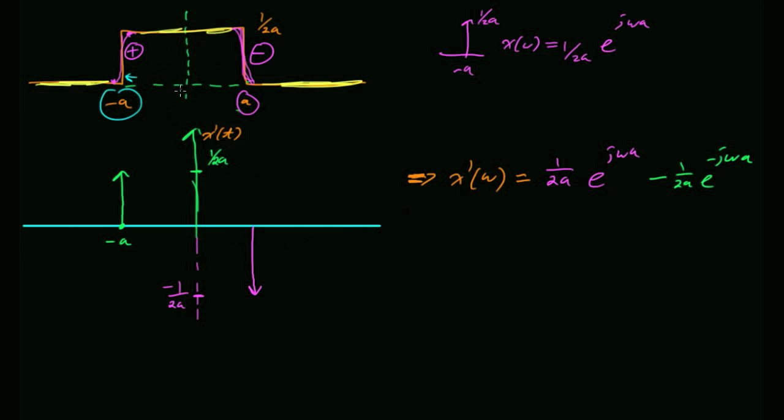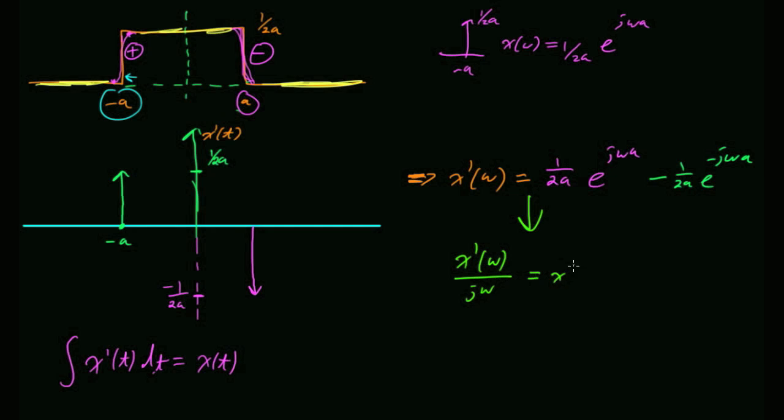So if I know the Fourier transform of x prime of t, and I wish to integrate x prime of t to get my signal back, then what I really need to do is take this signal and divide by j omega. That will effectively give me the Fourier transform of the integral of x prime of t. That's what I started with.